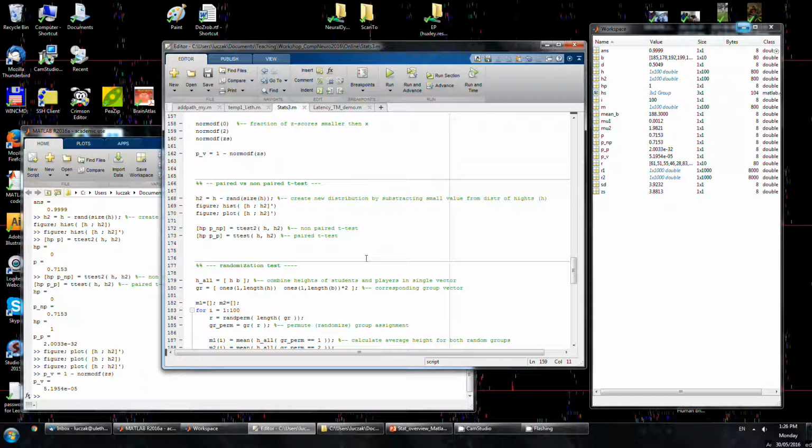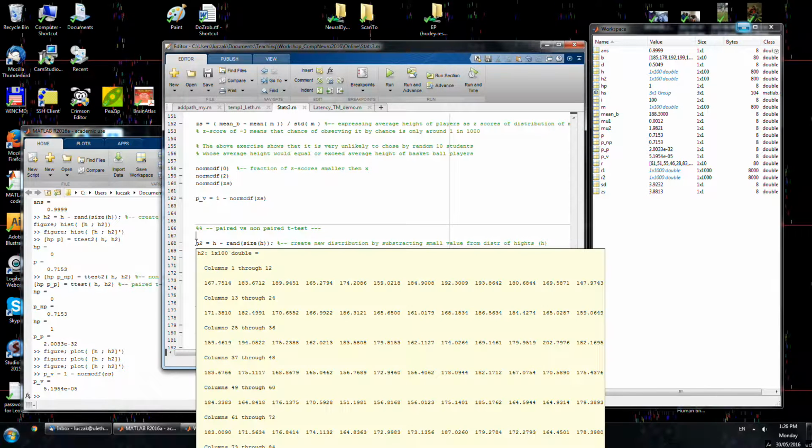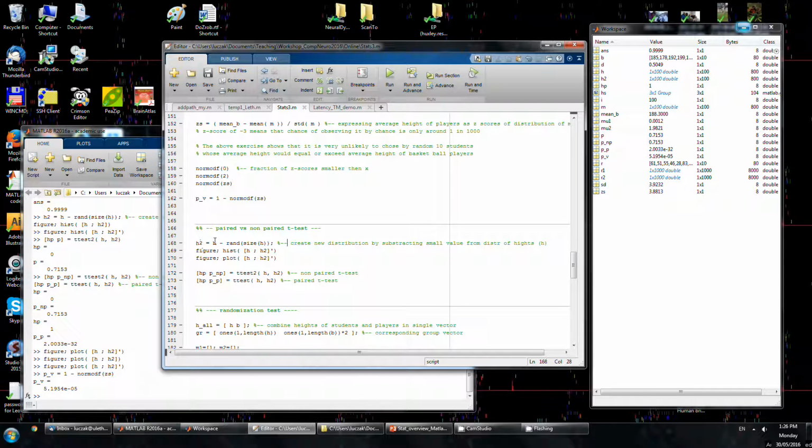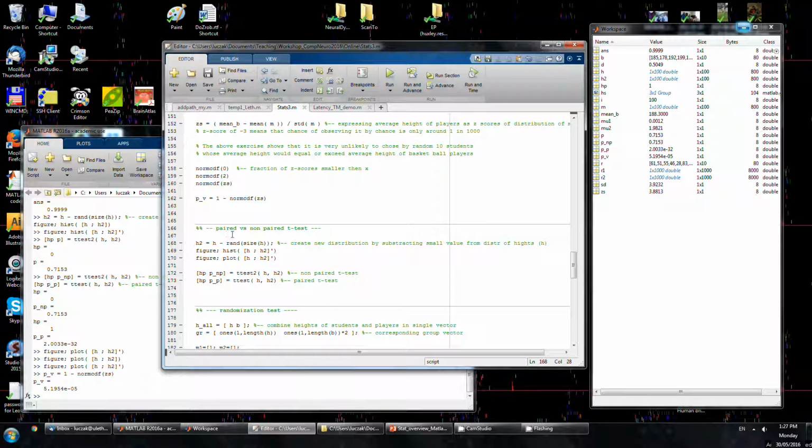One thing I also wanted to mention is the difference between paired and non-paired tests. So here we have this distribution of heights of the general population as we did before, but here we will generate another distribution, where from this distribution of heights we will subtract a very small value for each person, a slightly different value. So we will have a second distribution of heights which will be slightly smaller.